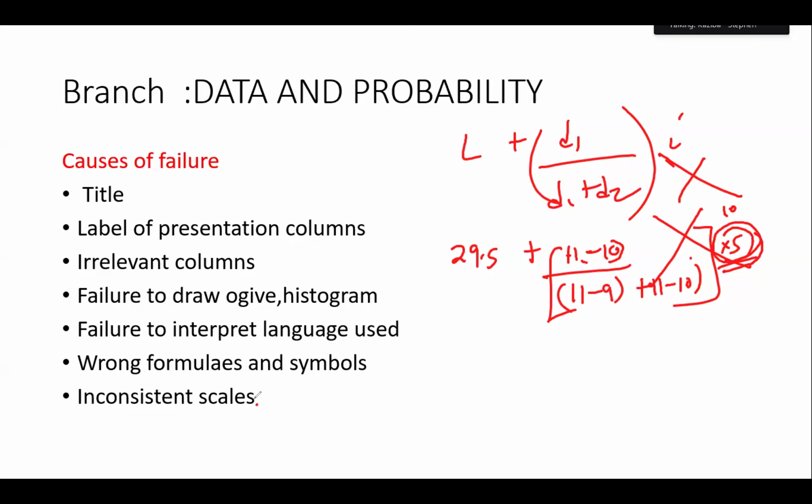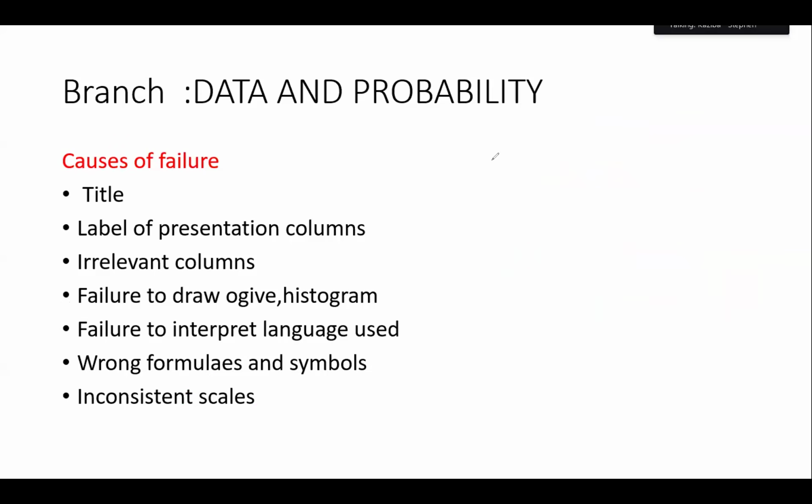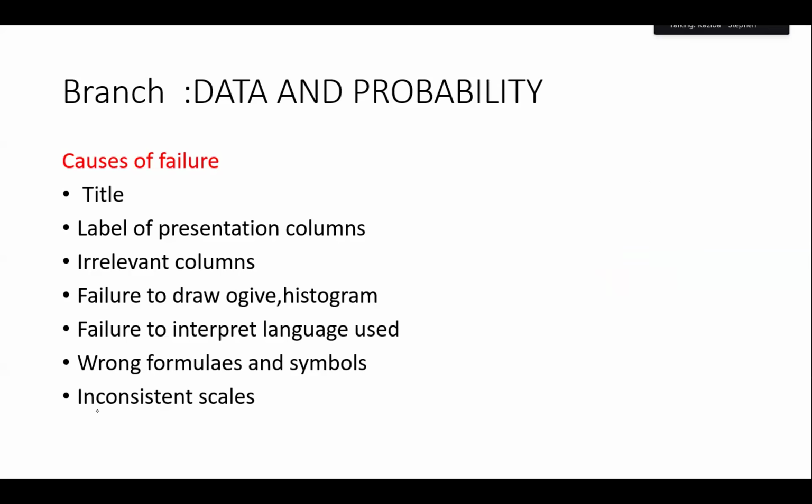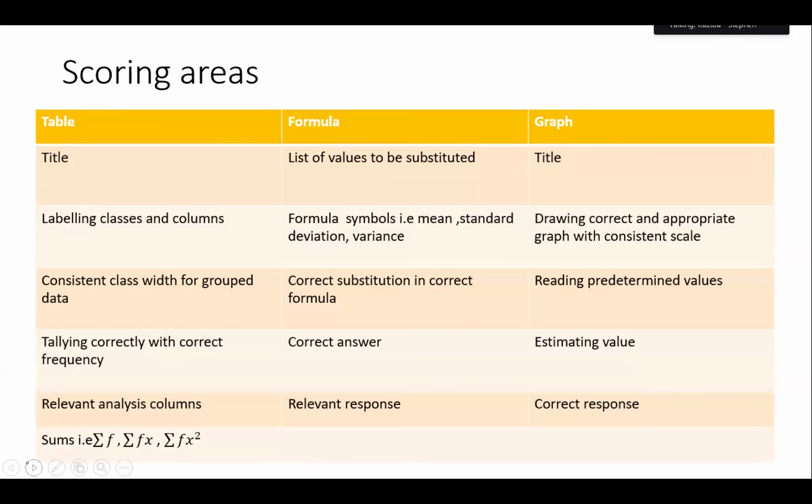Okay, now when it comes to the graphs, please make sure that your scale is consistent. You must have a scale that is consistent. Do not have a scale here. Let me say you have started from 19.5, then you go to 24.5, then here you put maybe 39.5. So you notice that here the scale is 5, here the scale is what? Is different. It is 10. So here you are not going to be marked correct because your scale is different. So make sure that when you go on to use the graphs, you have consistent scales.